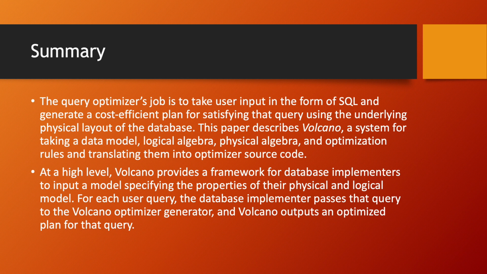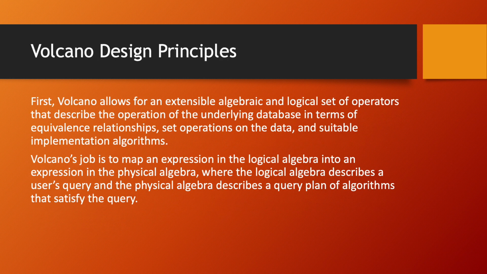This paper describes Volcano, a system for taking a data model, logic algebra, physical algebra, and optimization rules and translating them into optimizer source code. At a high level, Volcano provides a framework for database implementers to input a model specifying the properties of the physical and logical model. For each user query, the database implementer passes the query to the Volcano Optimizer Generator, and Volcano outputs an optimized plan for that query.